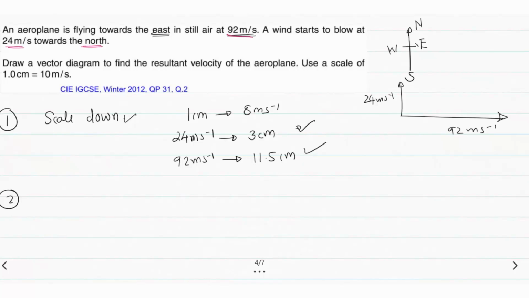Now the second step is where I'm going to be arranging them in adjacent sides. So that's my east direction. I'm going to be drawing a length of 11.5 centimeters, and along the north direction I'll be drawing a line of 3 centimeters. Let me just do this on the construction screen. This is where I'm going to be doing the geometrical construction.